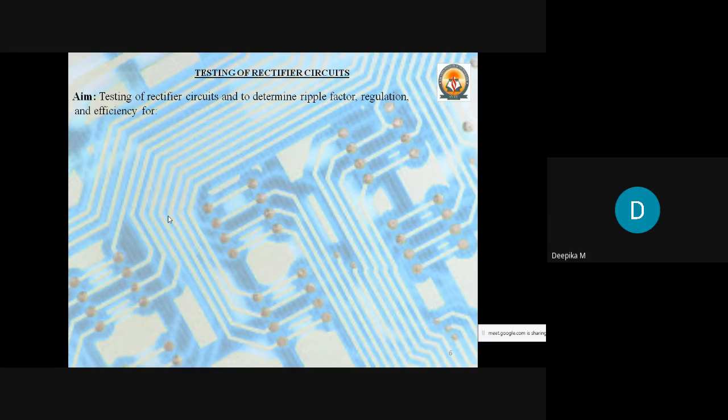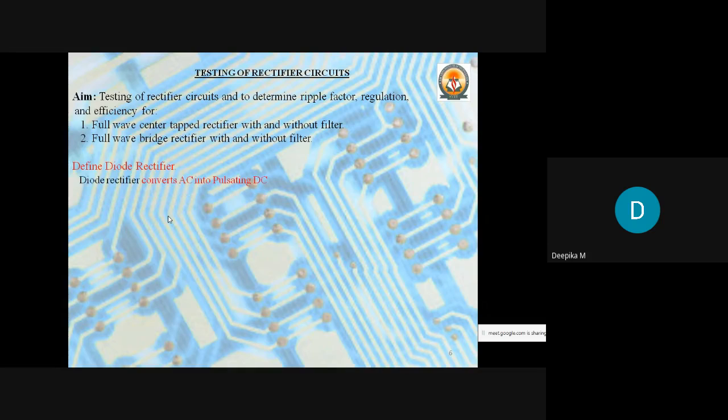And also we are going to determine the ripple factor, regulation, and the efficiency for two kinds of circuit: one is the full wave center tap rectifier with and without filter, and also the full wave bridge rectifier with and without filter. So this is with respect to the aim.